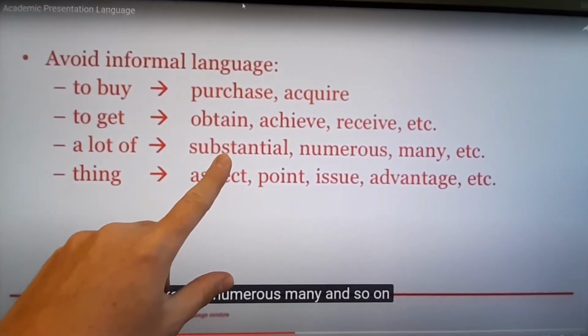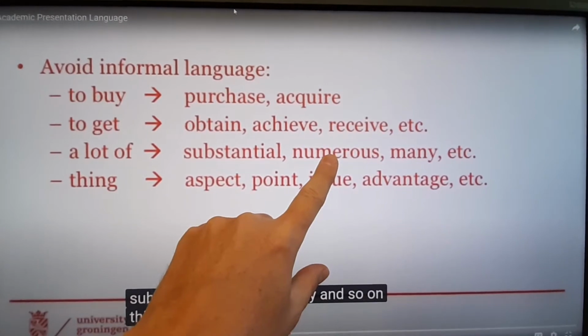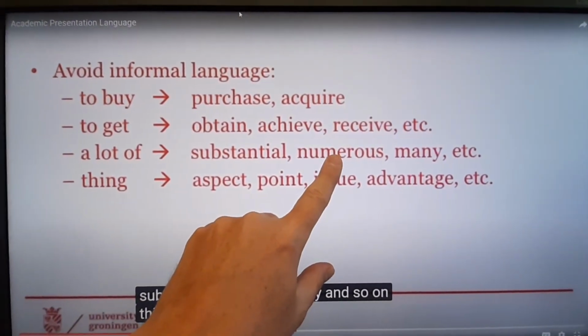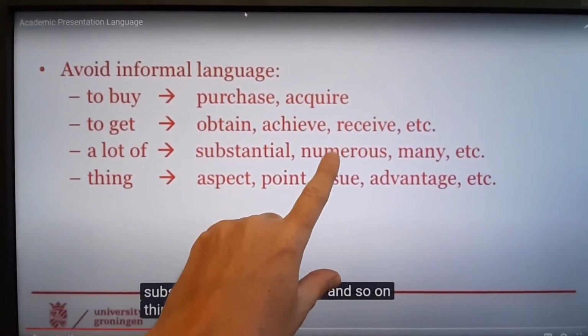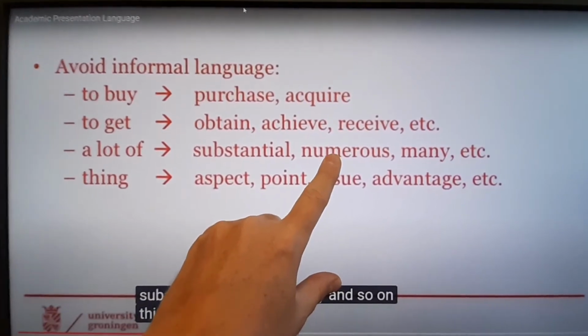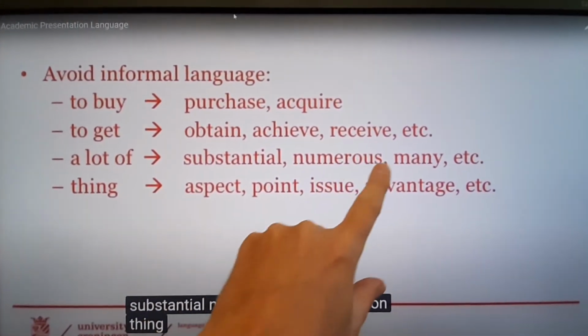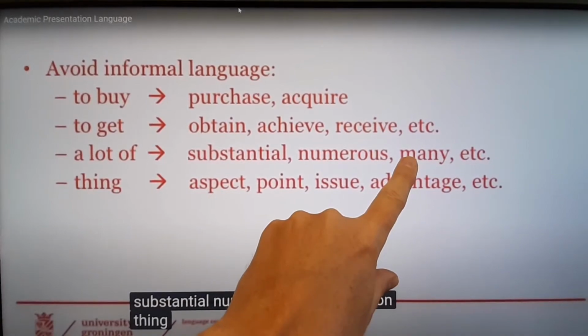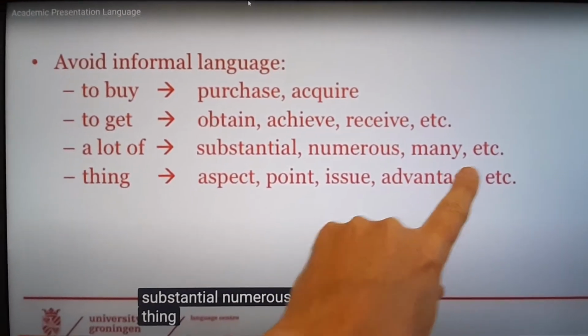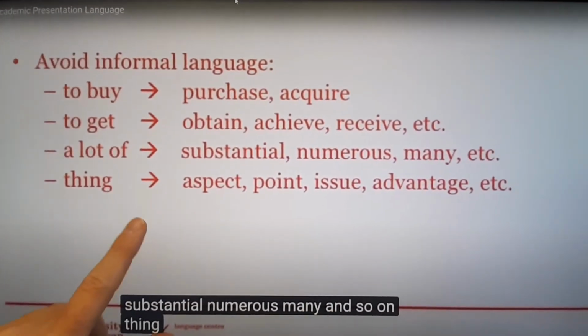Dostatočný, substantial. Numerous, okay. There are numerous ways. This is more countable, počitatelné. Many is, of course, countable. Much is uncountable.